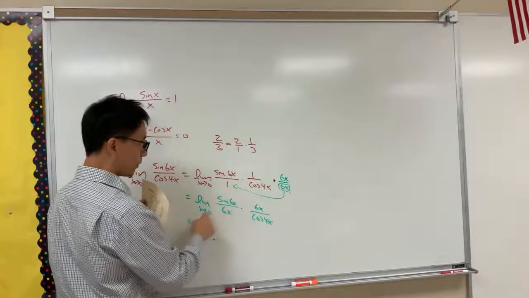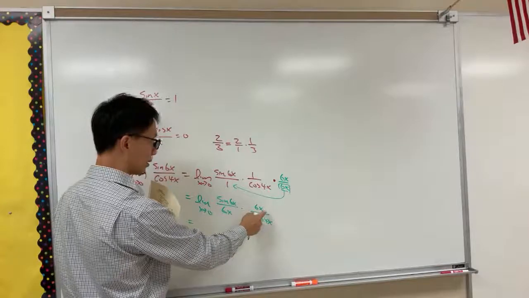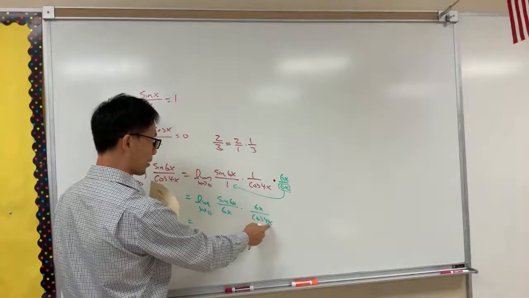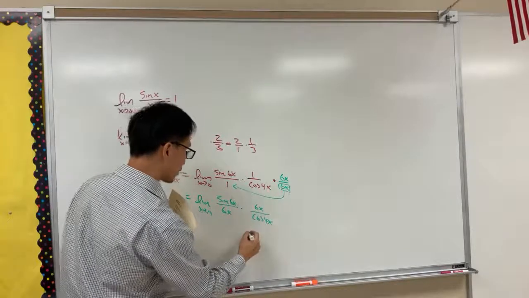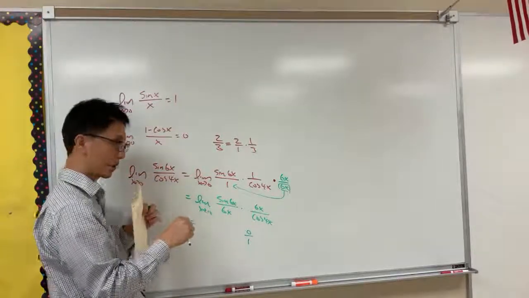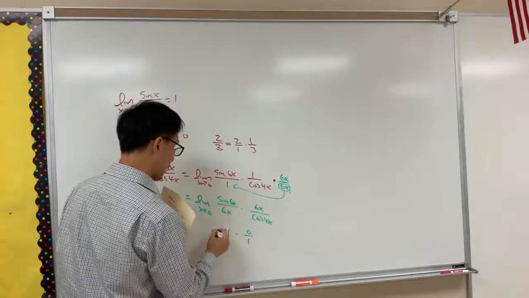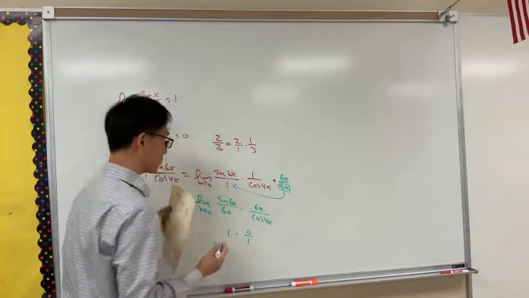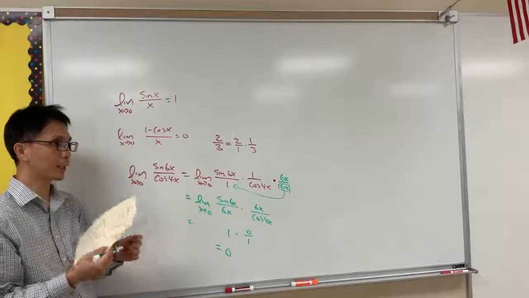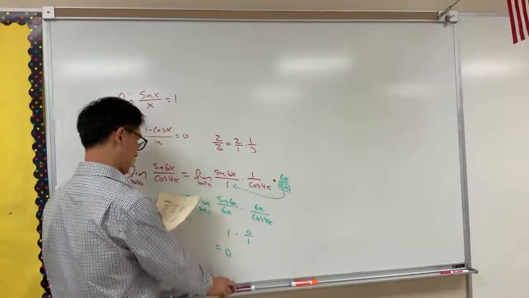But if I plug in 0 into here, 6 times 0 is 0. Cosine of 0 is going to be 1. So 0 over 1. 0 over 1 is okay. Now 1 over 0 is not okay. Right here is going to be 1. And that is going to be my answer, which is 0. So I didn't break any math. I just multiplied this by 6x over 6x.